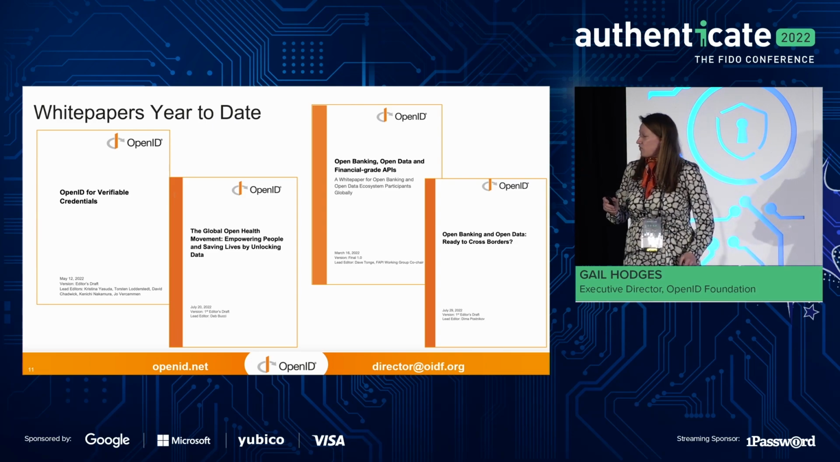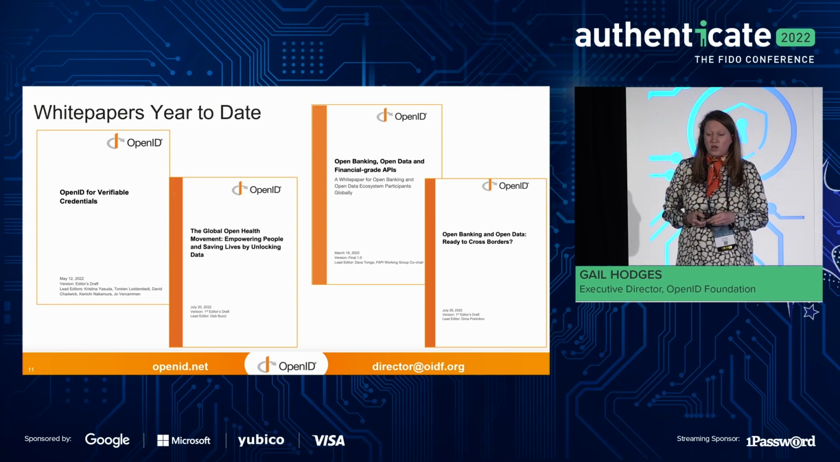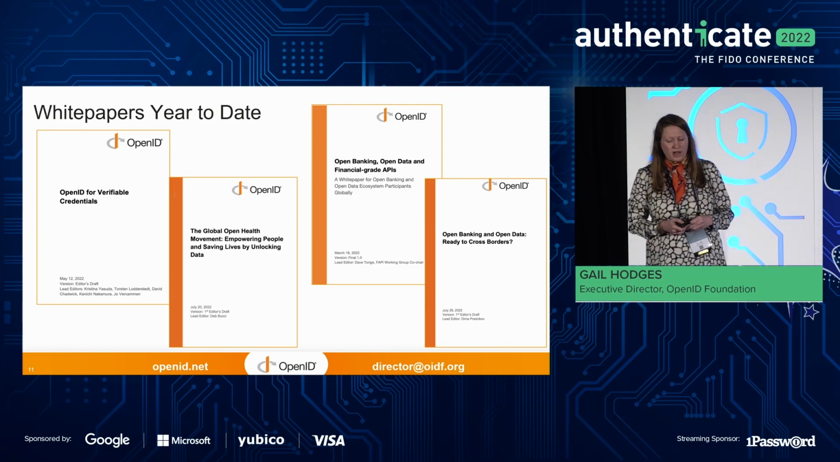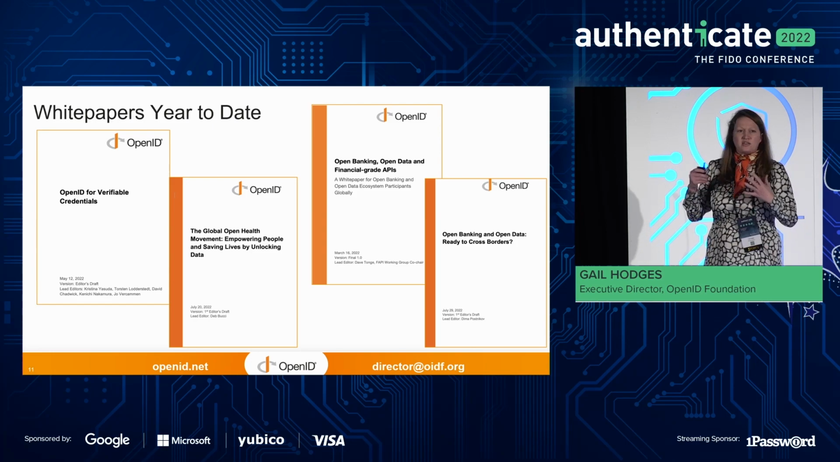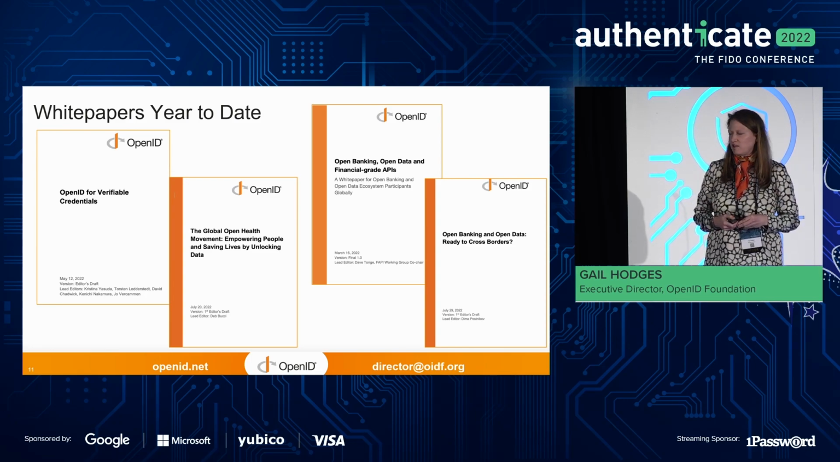So OpenID for verifiable credentials is a white paper written by 5 of the lead thinkers in the OpenID Connect for verifiable credentials working group. And those 5 lead editors tried to make one white paper to explain some of the core principles within the standards and what were the use cases that they could help unlock.